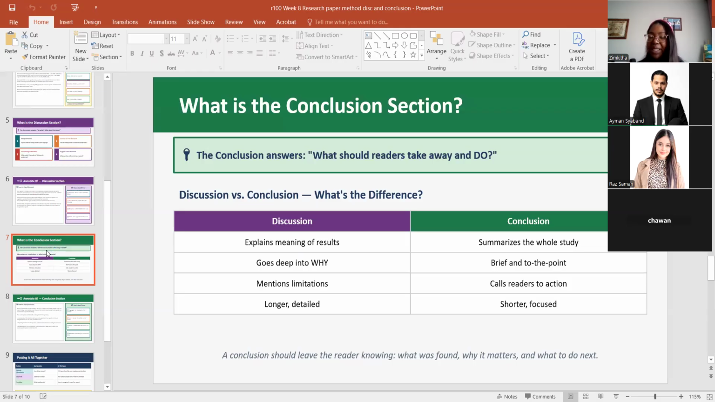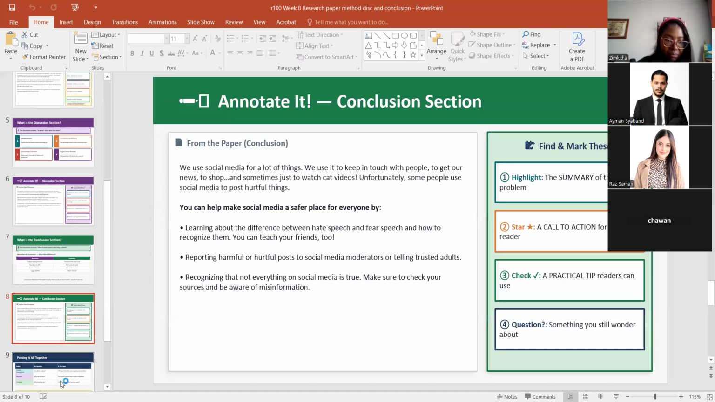In a conclusion, the best thing that you can always do is to call the readers to action because it helps clear it. It says, this is what I was able to do. This is what I was able to find. This is a problem. So in the future, we suggest that people do X, Y, and Z. Or universities need to spend more money on this type of technology instead of something else. So the conclusion is very much similar to all the other conclusions.